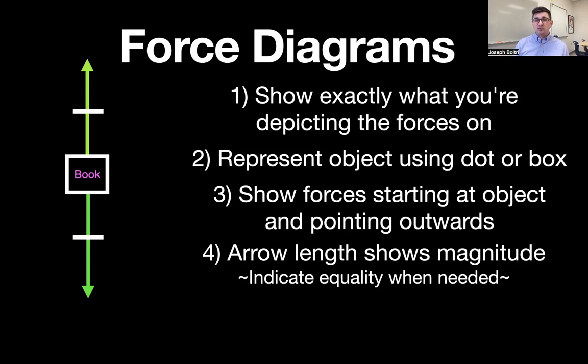A longer arrow shows more force, and we want to try to be as accurate with that as possible. So if you're trying to show the forces to be unbalanced, go ahead and exaggerate it. Make your force extra long to show that the forces are unbalanced in a particular direction.